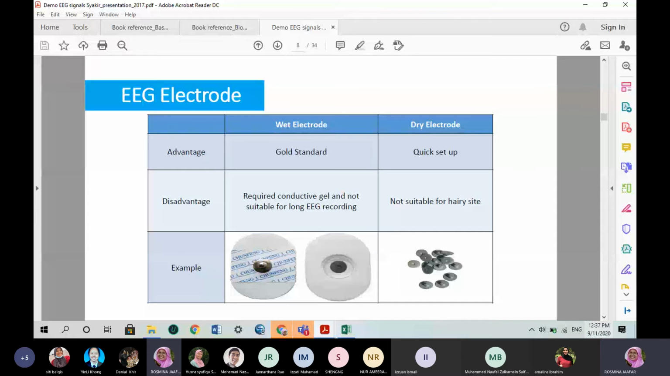ECG signals, the amplitude of the ECG from the heart is much bigger than the EEG signal, because ECG signals are muscle type signals, whereas EEG signals are nerve signals. So the current that passes through the nerve is very small compared to the electric signals from the heart.